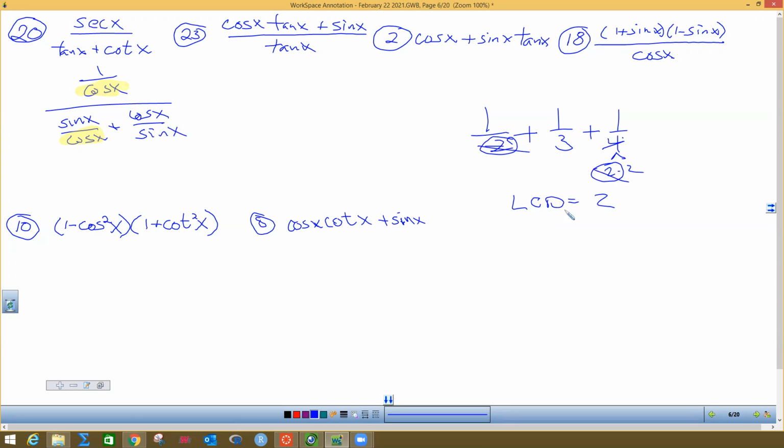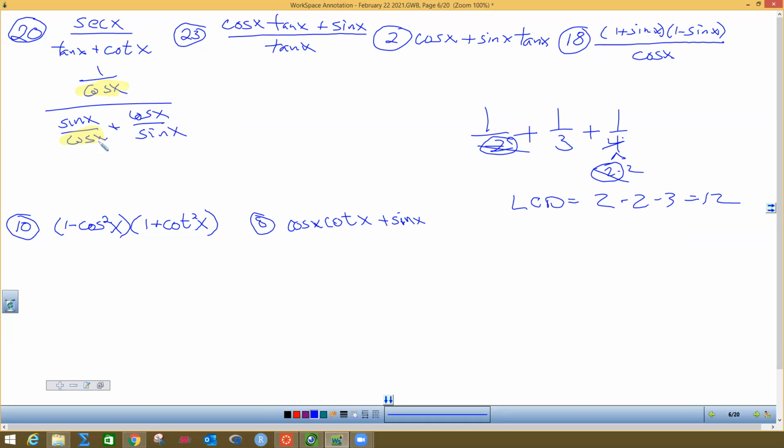I don't have to worry about those anymore. And now nothing else is the same, so I got to multiply them all together. So the least common denominator here is 12. Now, do you see if I multiply them all together, I got 24? 24 is a common denominator, but not the least. Okay?